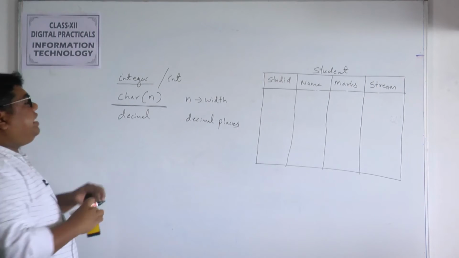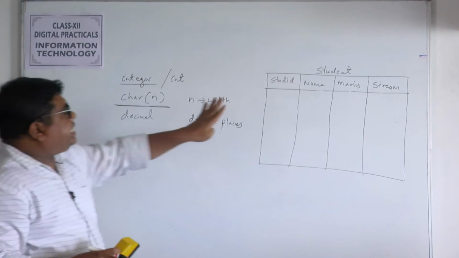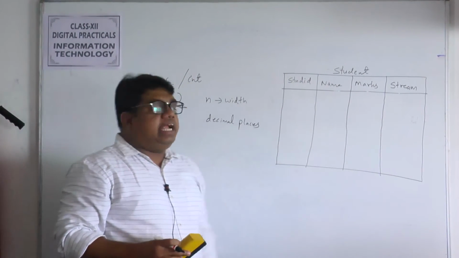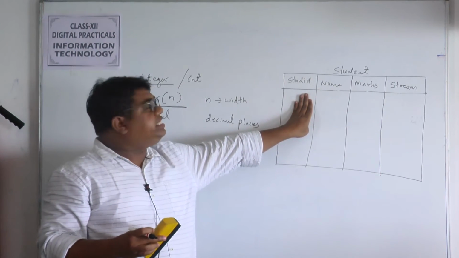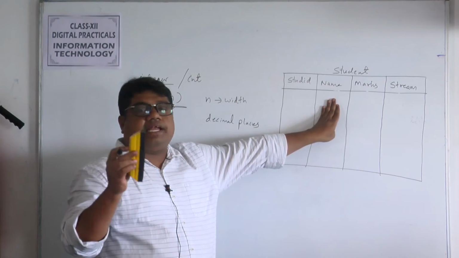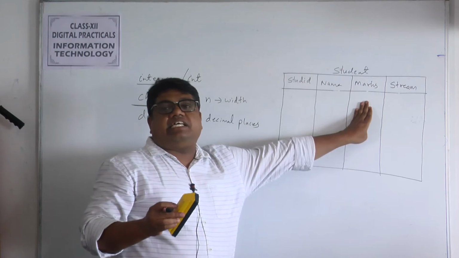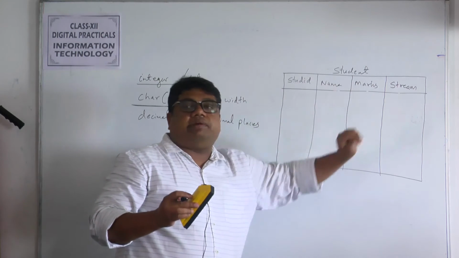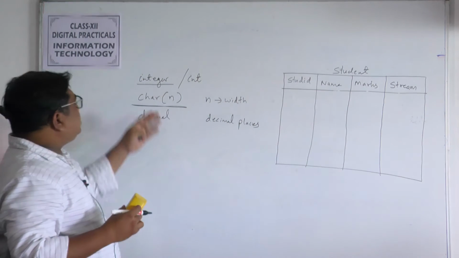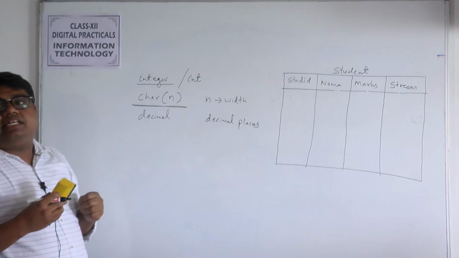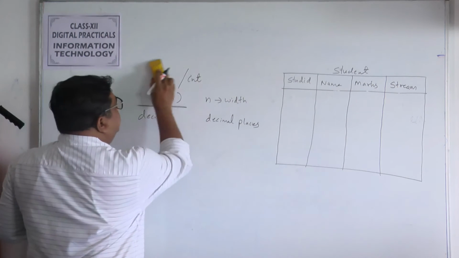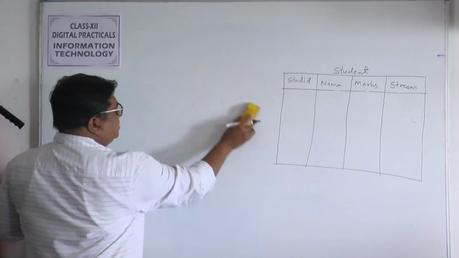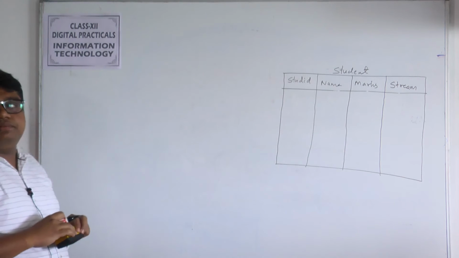So I will use those 3 data types while creating these tables. For student ID, I will take it as integer. For name, I will take it as character. For marks, I will take it as decimal, and for stream I will take it as character. So these are the basic data types in SQL. Now we are going to create this table student.